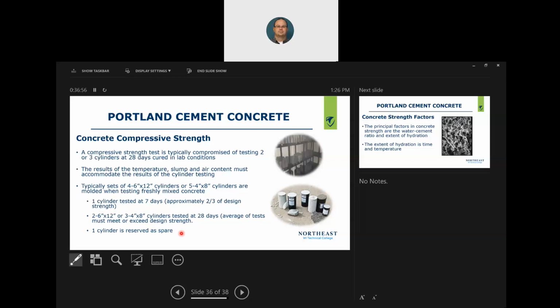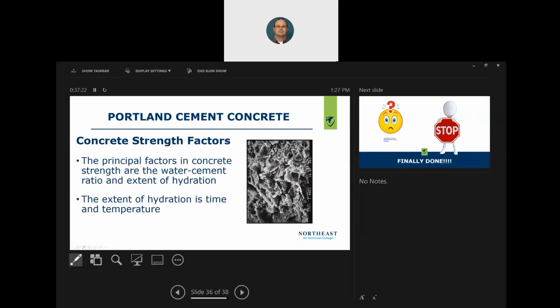Okay. So by having the temperature, slump, and air content, we can know if our cylinders aren't making strength. We can do some reverse engineering with the slump, air content, and temperature to problem solve and see what is happening with the cylinder. Okay. So these are lab cylinders, and we'll talk about field cures either this lesson or when we're actually testing concrete. Okay. All right. Concrete strength factors.